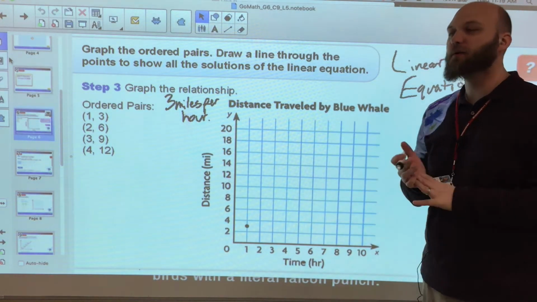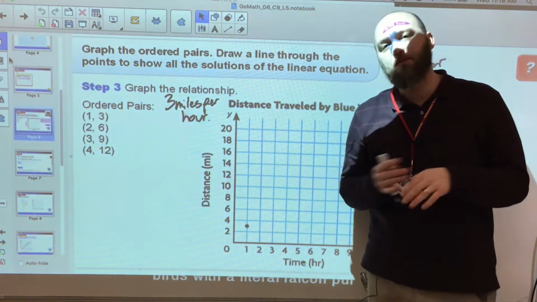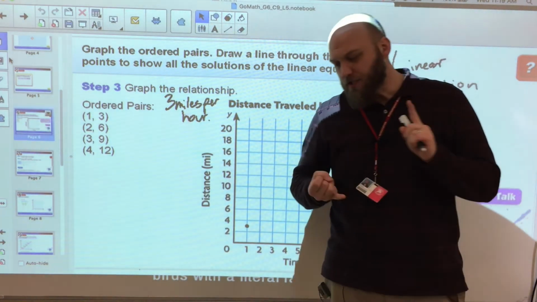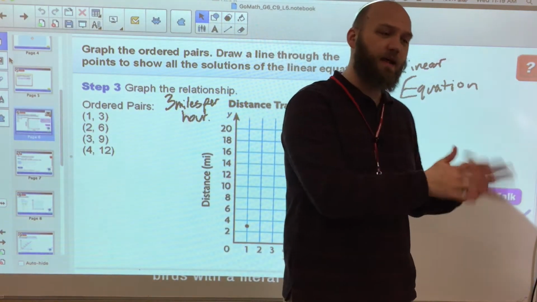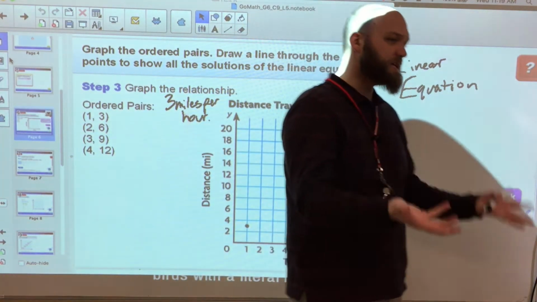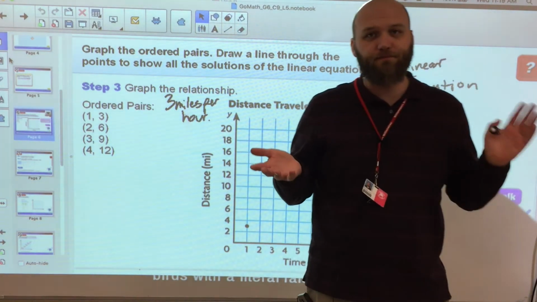All right, ladies and gentlemen, here we are at 9.5. We're wrapping up Unit 9, and we're going to piece together everything that we've talked about up to this point. We started talking about variables, and we had an independent and a dependent variable, and the dependent variable depends on what happens with my independent variable, right?